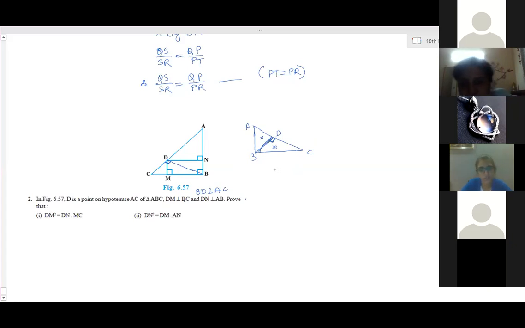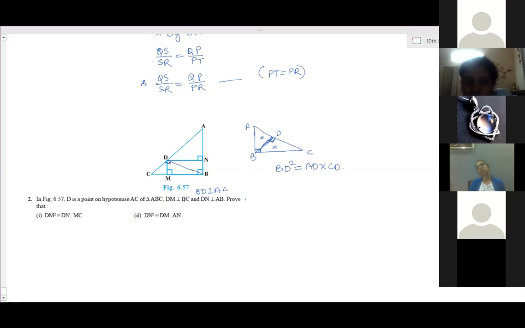You have to remember this. In a right triangle, if the perpendicular is drawn from the right-angled vertex to the hypotenuse, remember that the two triangles on both sides of that altitude are similar. Both the triangles are similar, and along with that, you have to remember BD square is equal to AD into CD.